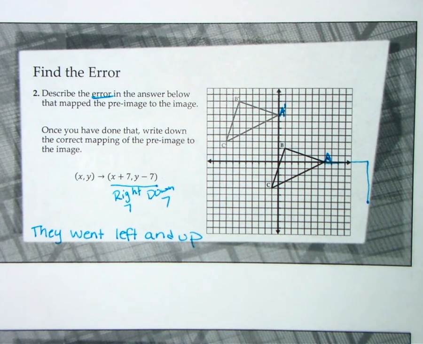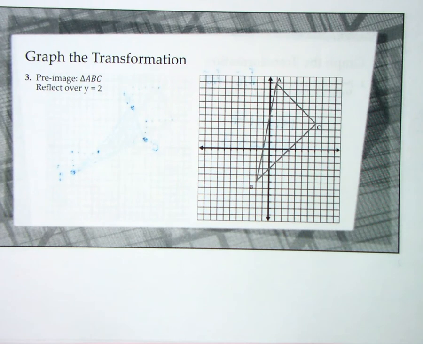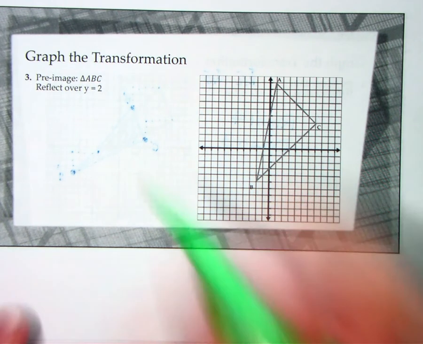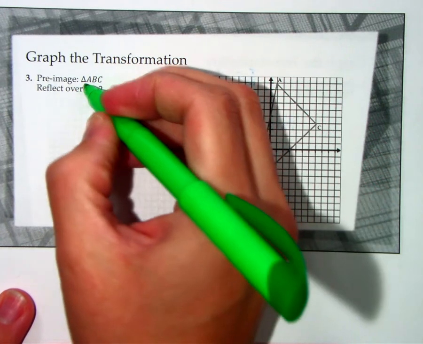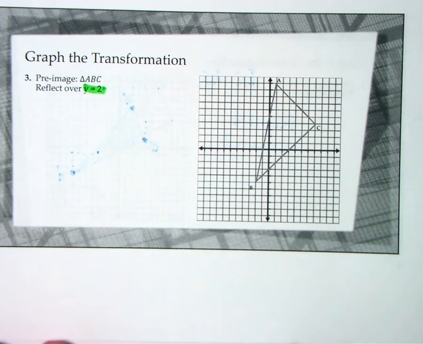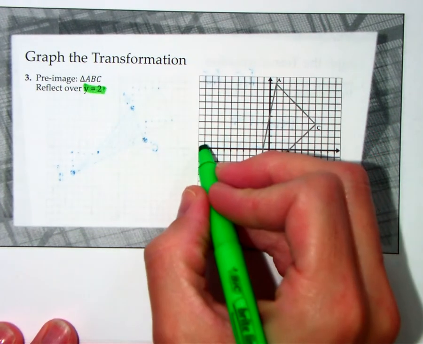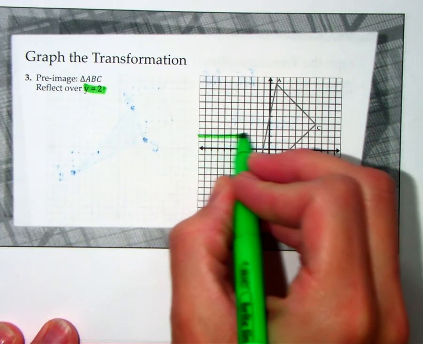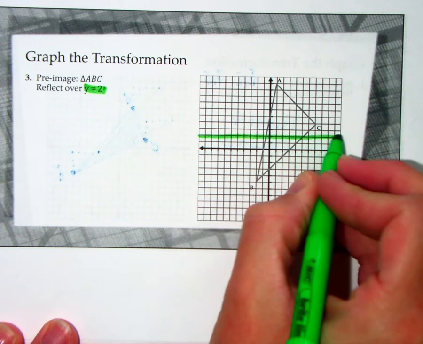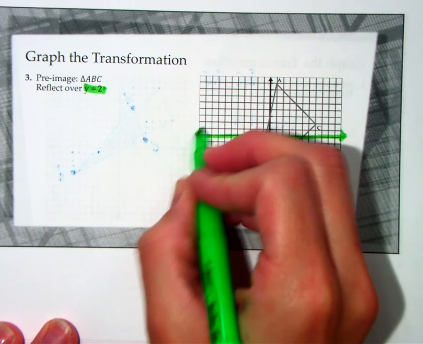Okay, second type of transformation that's going to show up on the assessment is a reflection. And this reflection we talked about in class is the one that I'm most worried about, not because you don't know how to reflect, but because what I've seen is that we're not really sure what this line looks like, this y equals 2. So y equals 2 is a horizontal line. It's a right to left. It's a horizontal line at 2.